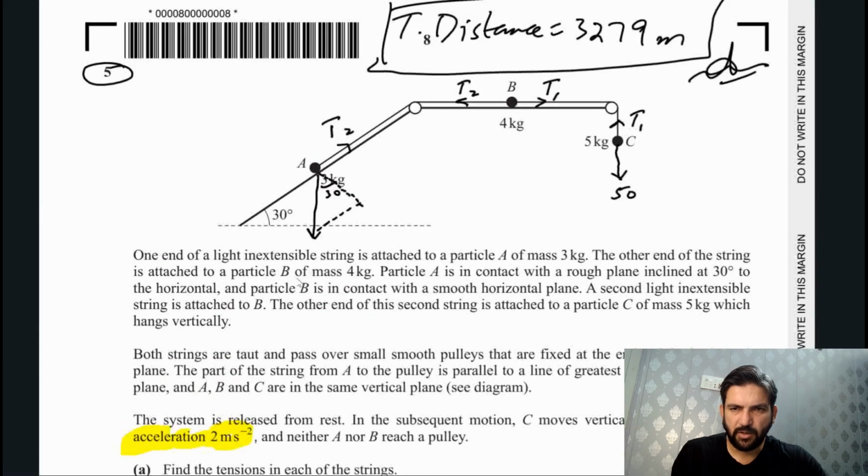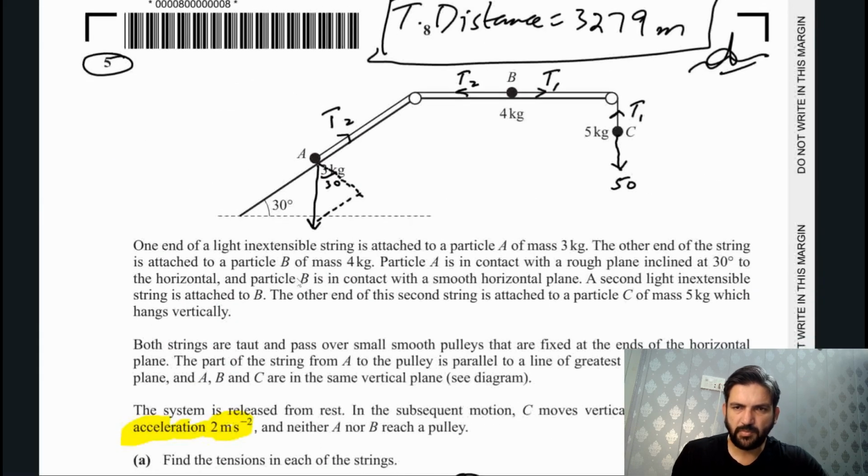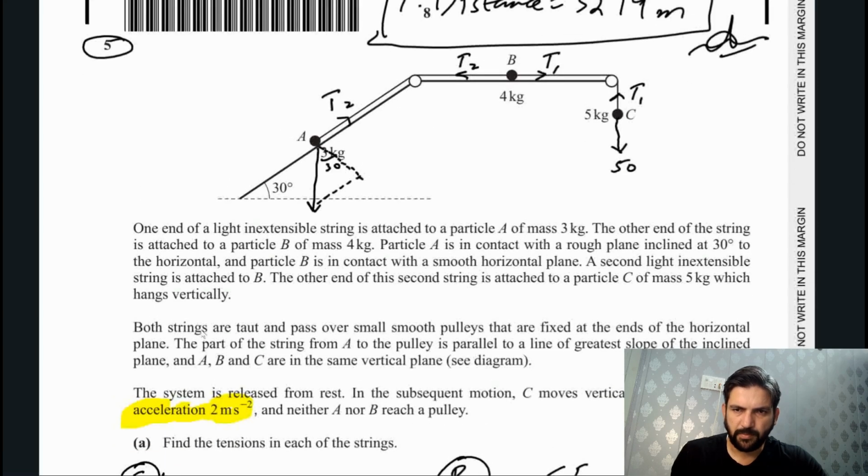Now let's see the third one. For the third one, for a particle, we have to use the vertical component as well as the horizontal component. Okay, the smooth horizontal plane, greatest slope of incline. I was searching for this word, whether we have to ignore friction or not. So there is a smooth horizontal plane, so that is why we will ignore the friction.